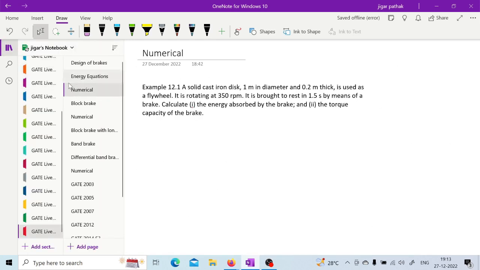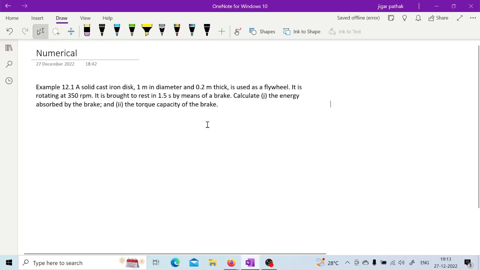With this simple understanding, you can attempt this question, which says: a solid cast iron disc 1 meter in diameter and 0.2 meter thick is used as a flywheel. It is rotating at 350 rpm. It is brought to rest in 1.5 seconds by means of a brake. Calculate the energy absorbed by the brake and the torque capacity of the brake. So you can try this question.